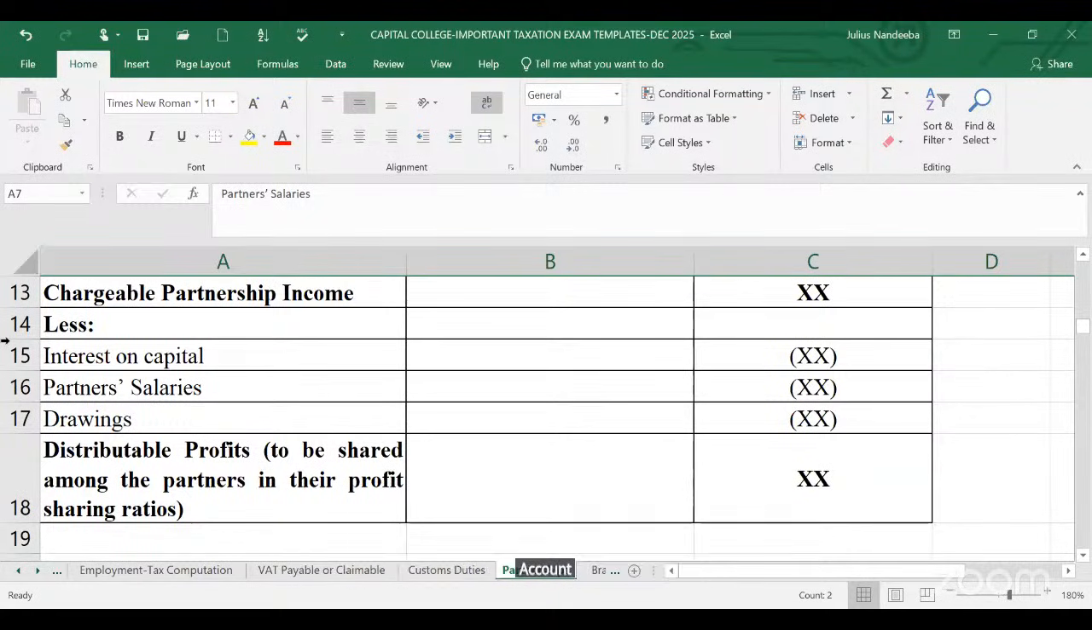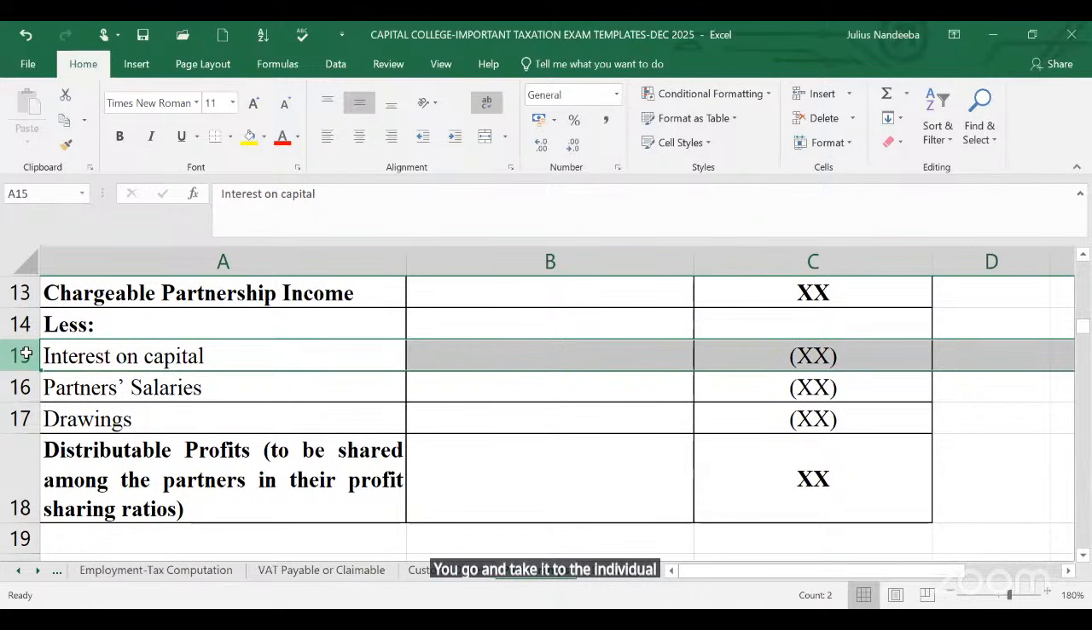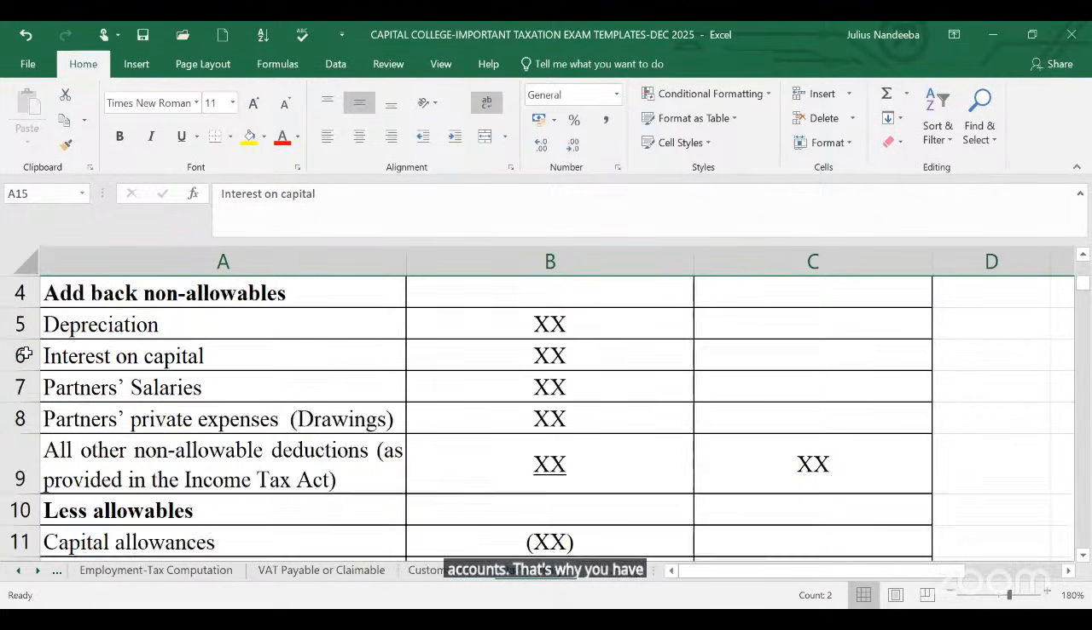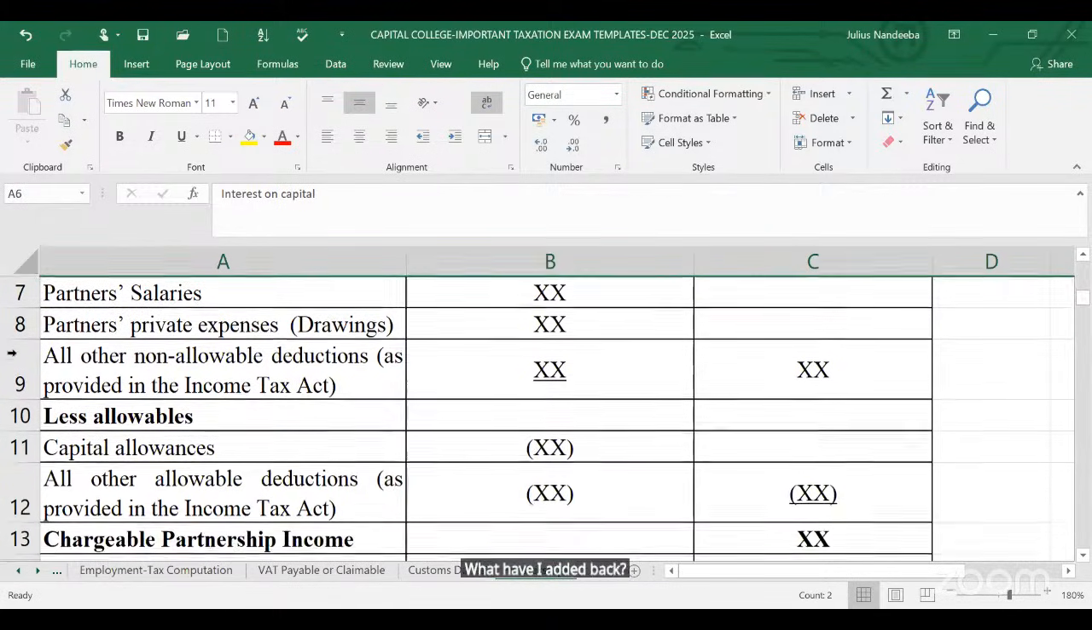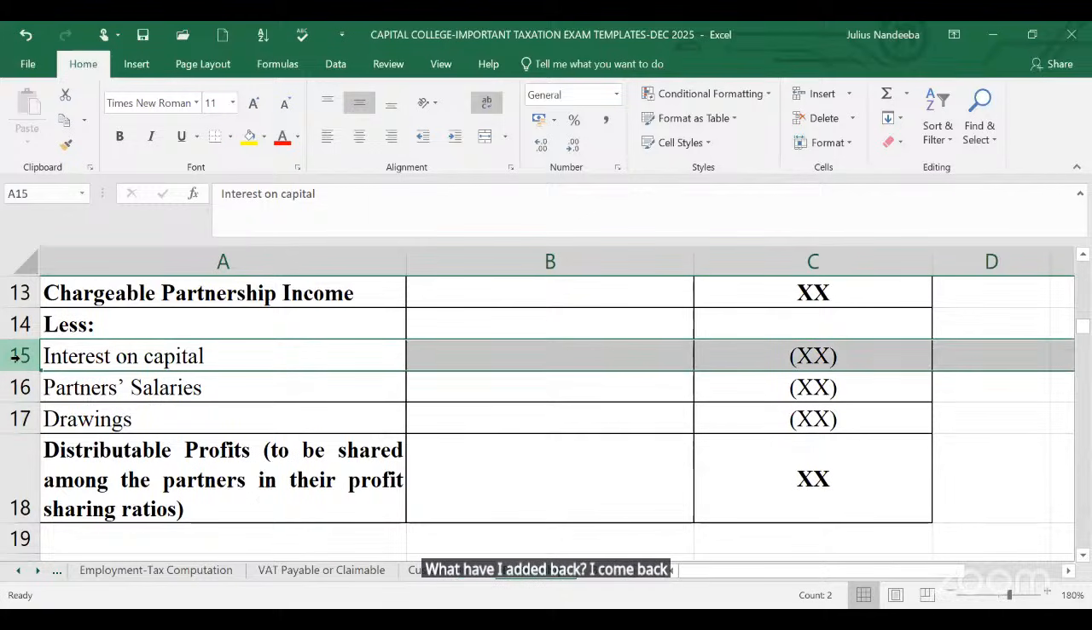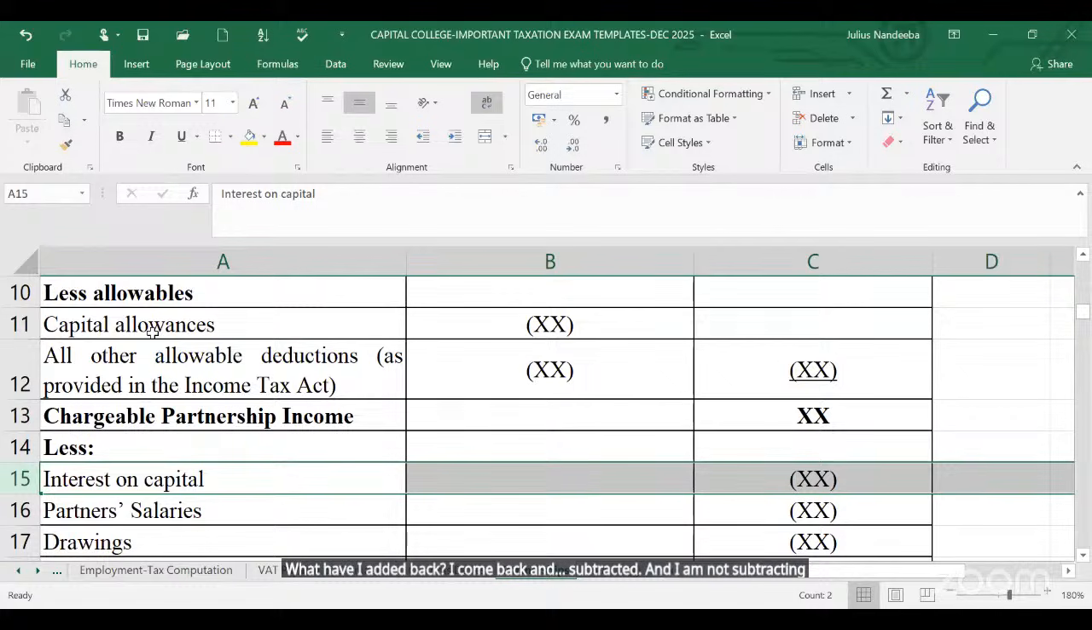You're saying, I am going to debit the partnership account and credit the partners' accounts. So whatever you subtract here, you go and take it in the individual partners' accounts. That's why you have free marks, because this is how it is. Whatever I added back, I come back and subtract it. And I am not subtracting it under less allowables. Please don't mix these two things.